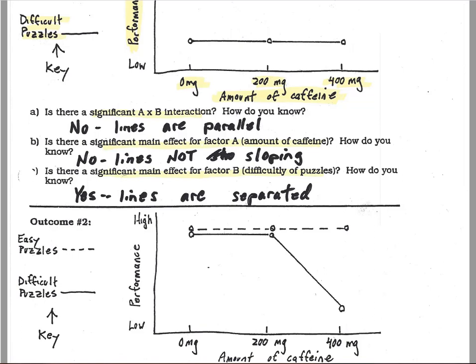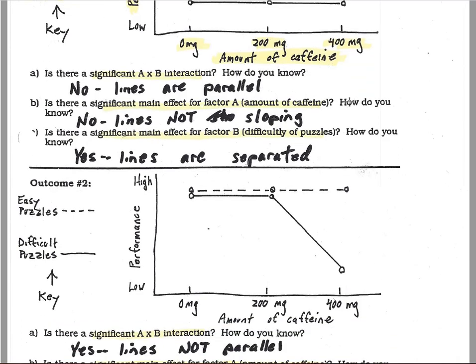You have filled in the blanks. What does Dr. Hatcher think is the answer to these questions? A, is there a significant A by B interaction? Yes, there is a significant A by B interaction. How do you know? Lines are not parallel. This line segment is not parallel to this line segment. That's enough to tell me I've got an interaction. Wait a minute, well, these 2 line segments are parallel. That doesn't matter. As long as I've got one corresponding set of line segments that are not parallel, you've got an interaction.